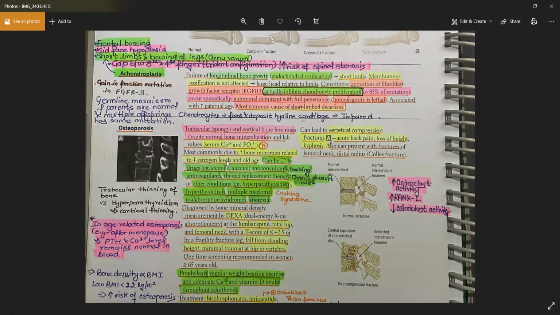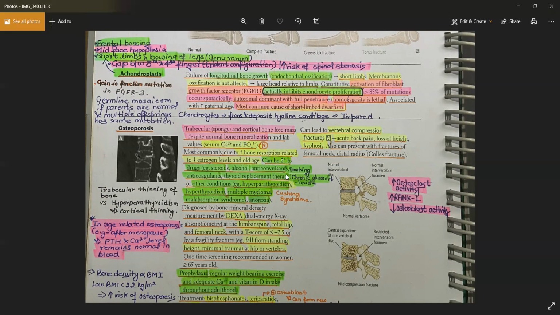Other risk factors could be secondary to steroids, certain alcohols, anticonvulsant therapy, anticoagulants, thyroid replacement therapy. You guys know, whenever you give the patient thyroid replacement or they abuse this drug for weight loss, then it can lead to hyperthyroidism. And whenever you have a high level of thyroid hormone, it causes bone resorption, not bone formation, right? So thyroid replacement therapy is also a risk factor for osteoporosis.